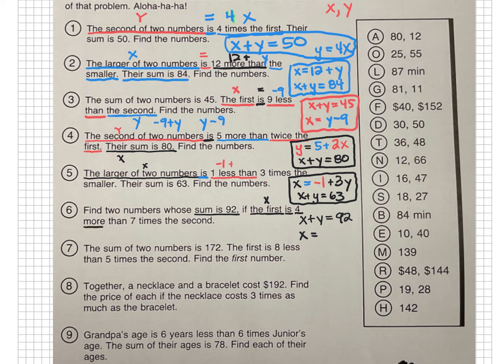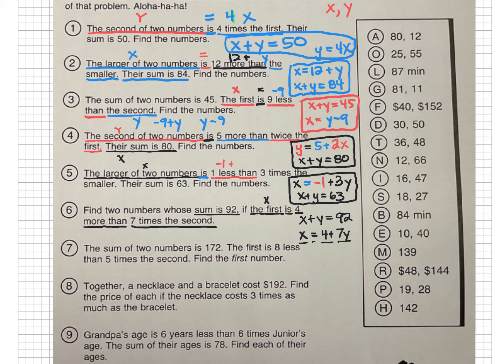Is 4 more, oh sorry, not 4 times, is 4 more than, so 4 more than means 4 plus something. You're gonna add positive 4 to something. And what are you adding positive 4 to? 7 times the second number. 7 times the second number we're calling y. X is 4 more than 7 times the second number.